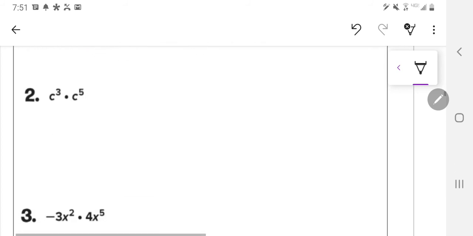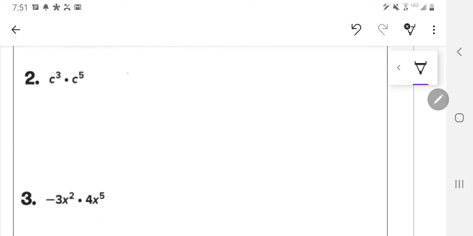All right, next one. C to the 3rd times c to the 5th. You can pause, see if you can get it, and then come back. C to the 3rd plus 5, that's going to be c to the 3 plus 5, so that's going to be c to the 8th. All right, so we keep the base, we add the exponents.